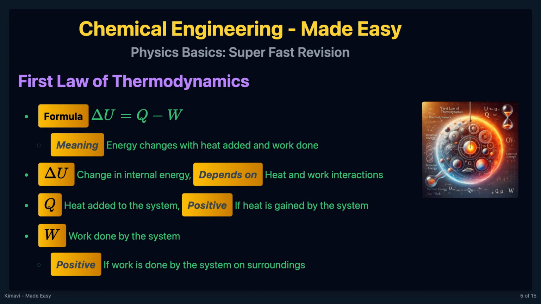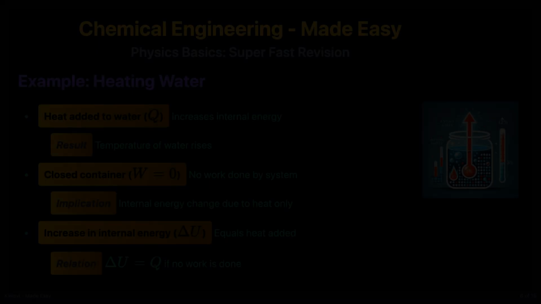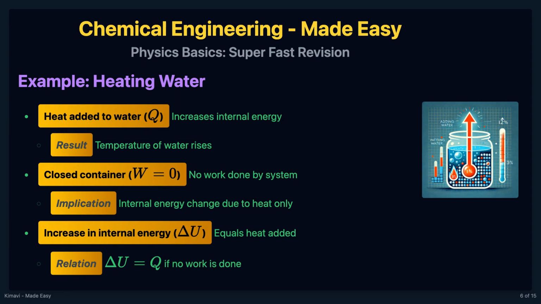The first law of thermodynamics can be expressed as delta U equals Q minus W, where delta U is the change in internal energy of the system, Q is the heat added to the system, and W is the work done by the system. When you heat water on a stove, you are adding heat, denoted as Q, to the system, which is the water. If the water is in a closed container, no work is done, so W equals 0. Therefore, the increase in internal energy, delta U, is equal to the heat added.